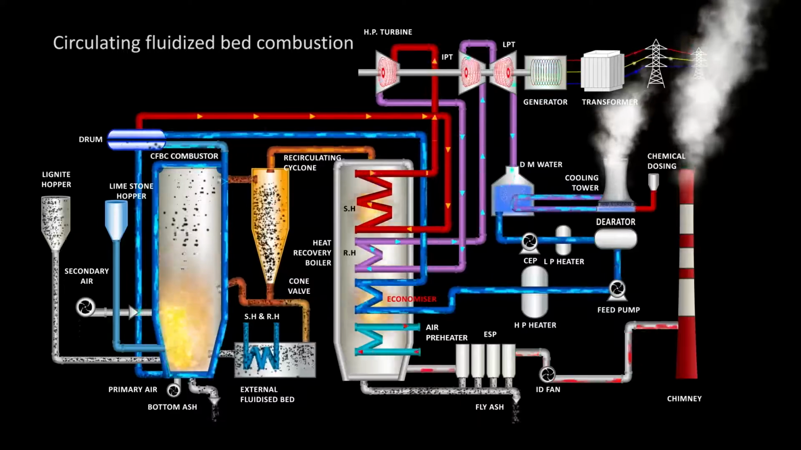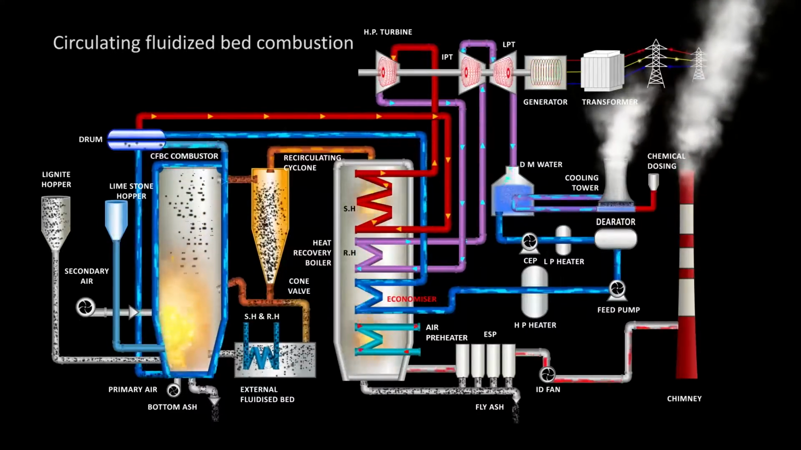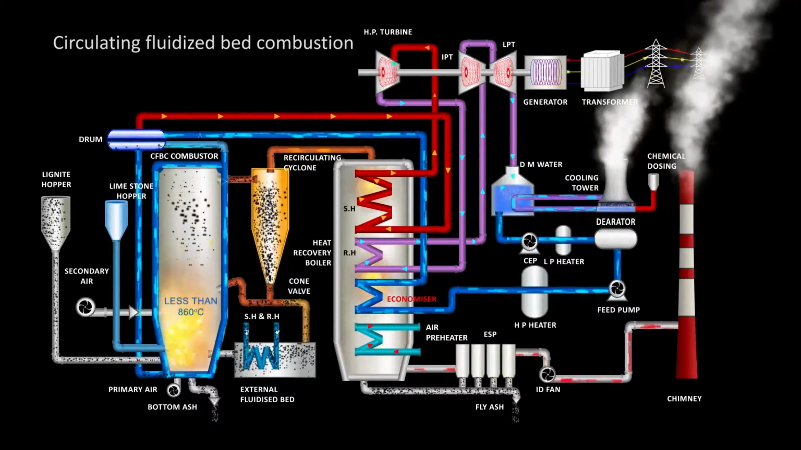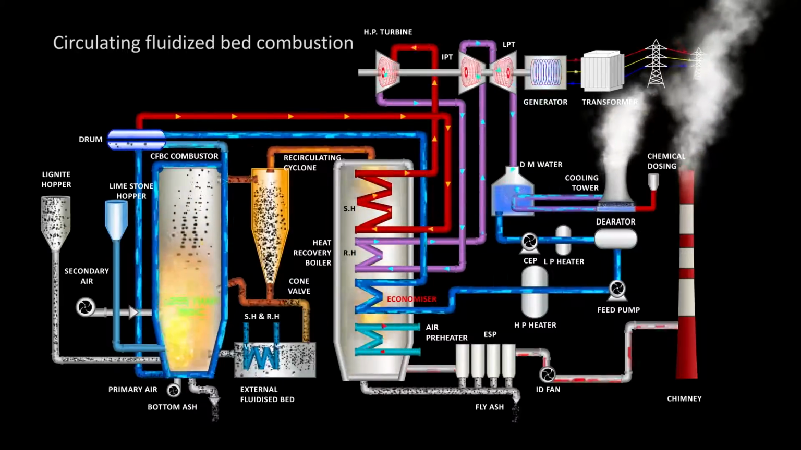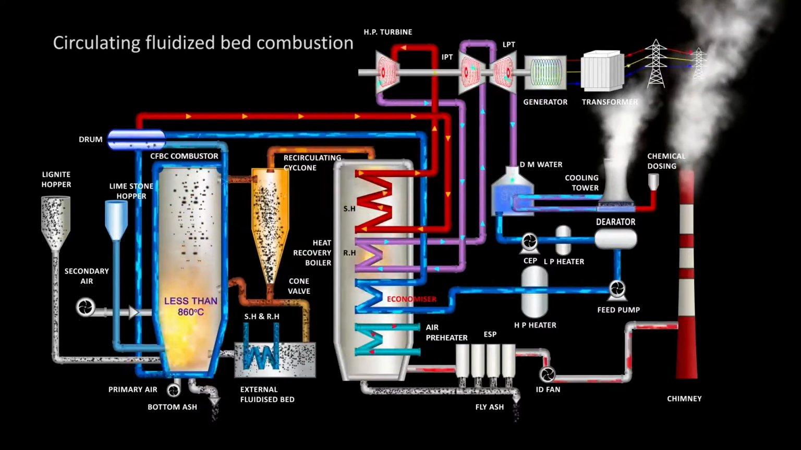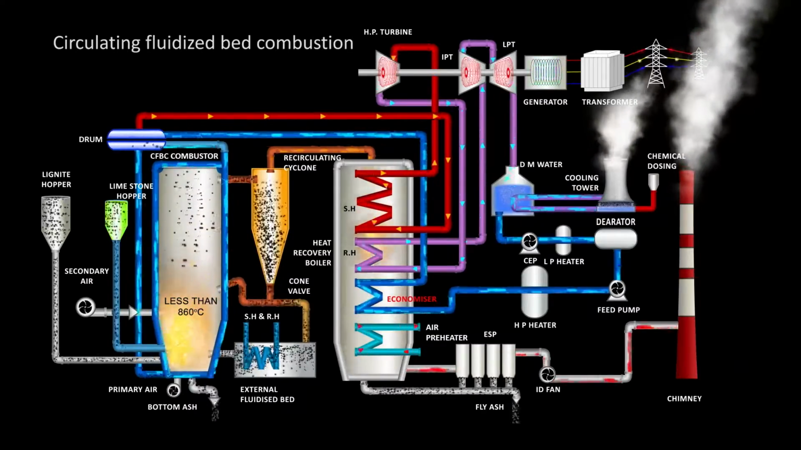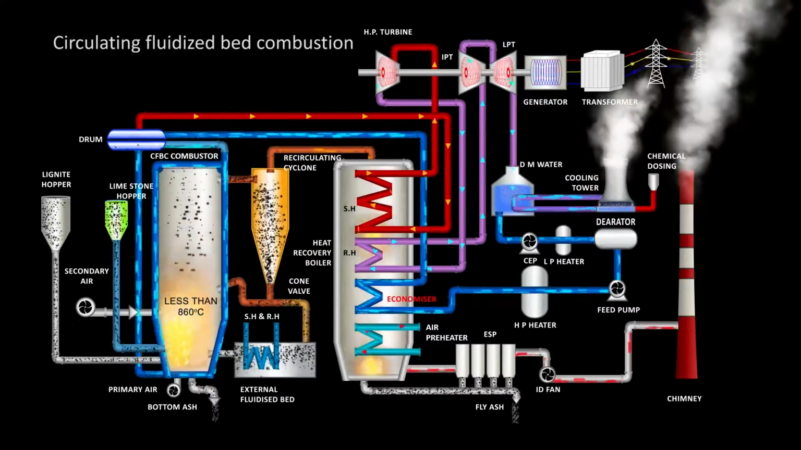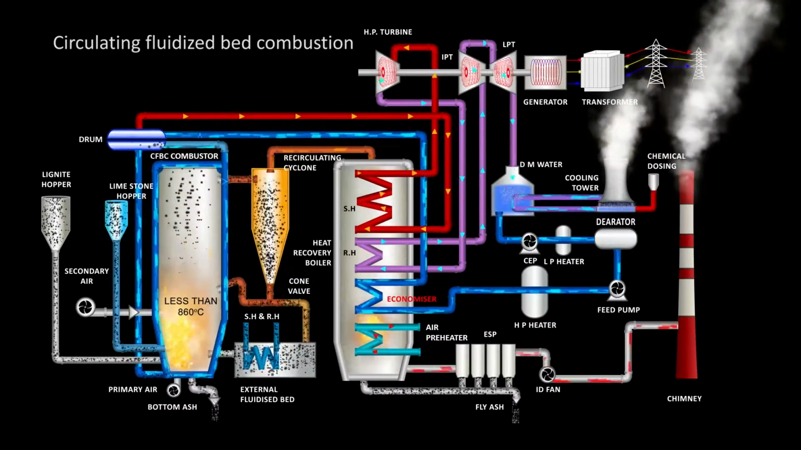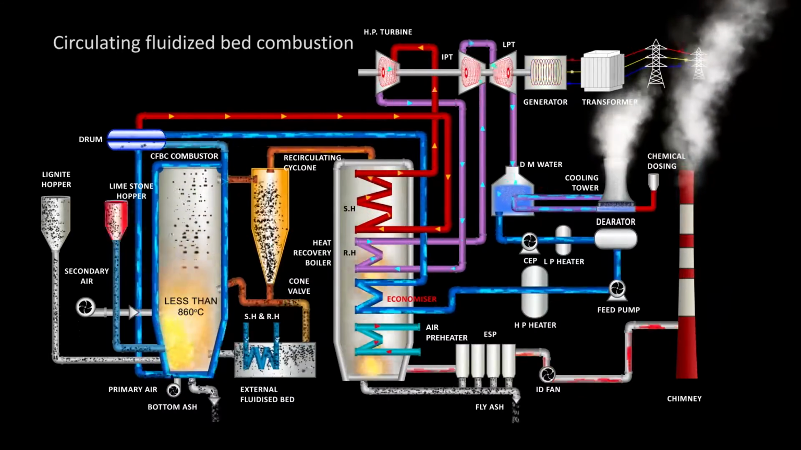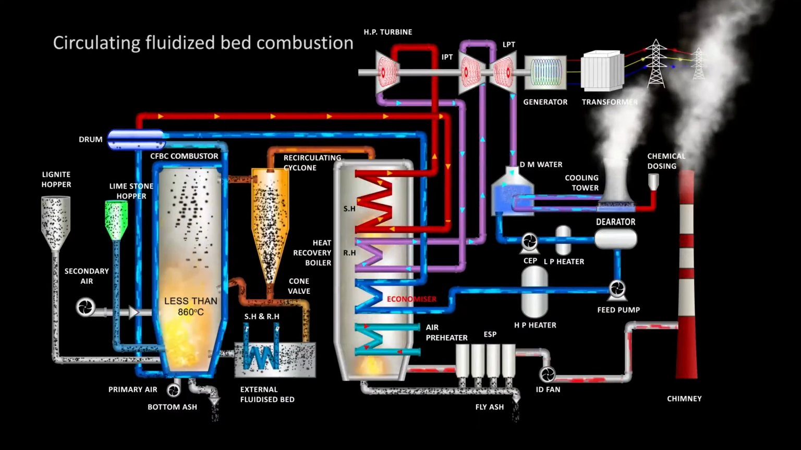Advantages of circulating fluidized bed combustion. The combustor temperature is maintained less than 860 degrees Celsius, hence nitrous oxide emission is minimized. Lime is added to the combustor for capturing sulfur oxide. Thus, sulfur oxide emission is also minimized. Hence, it is an eco-friendly boiler.